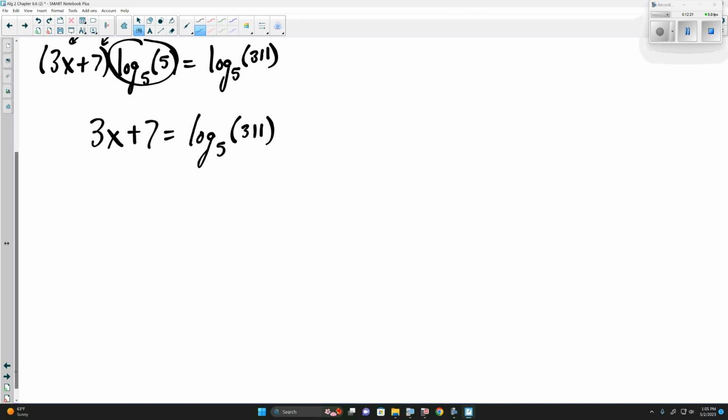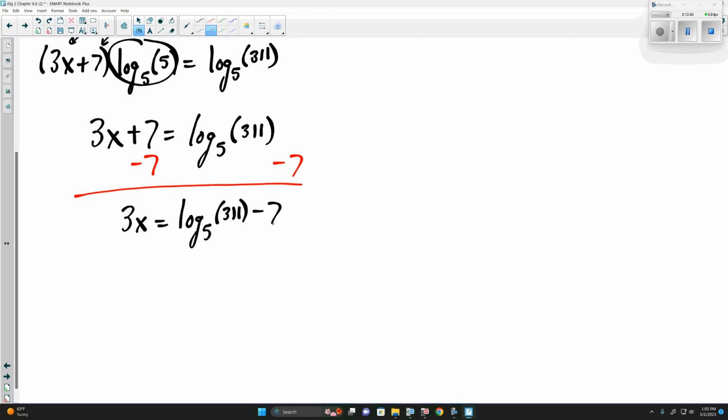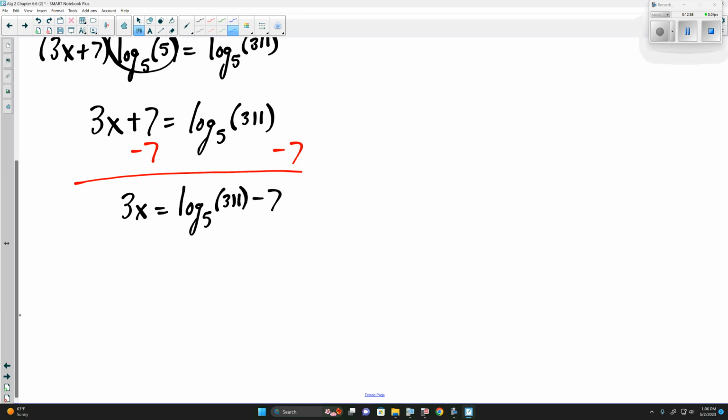So we don't have x in an exponent anymore, just like the previous ones. Is x by itself? No. So what do we need to do first? Subtract 7. Now we wouldn't subtract it from the 311. So if it had just been basic log, we do need to make sure the parentheses are around it. Because without that second parenthesis after the 311, to close it, it would subtract it from the 311 and then take the log of it, which would give us a different value.